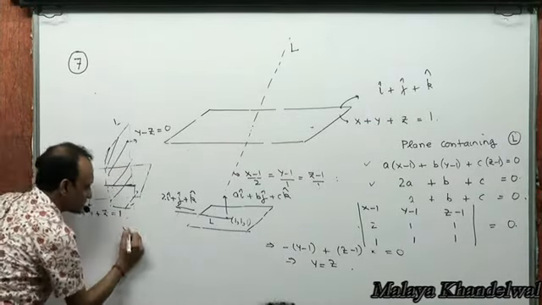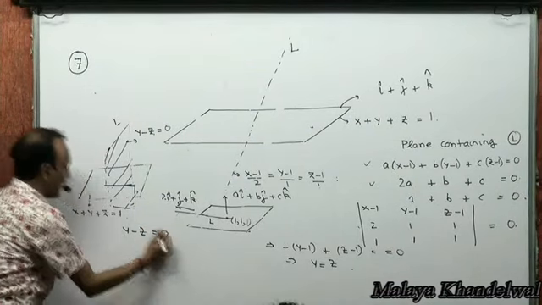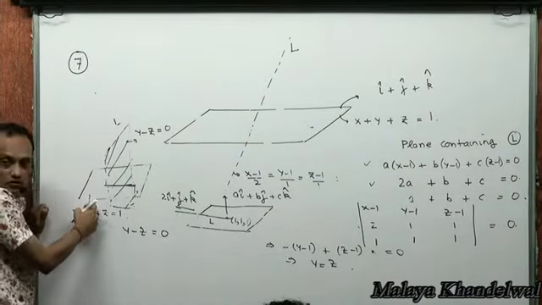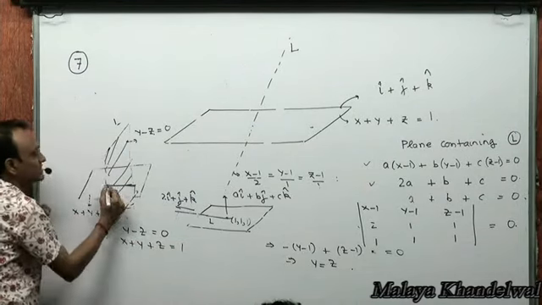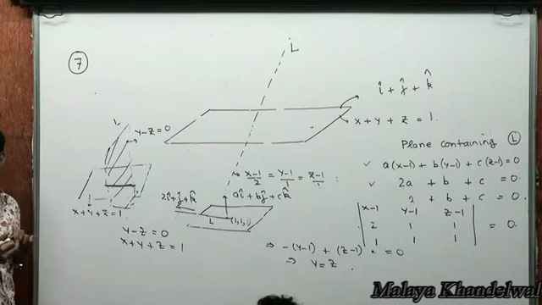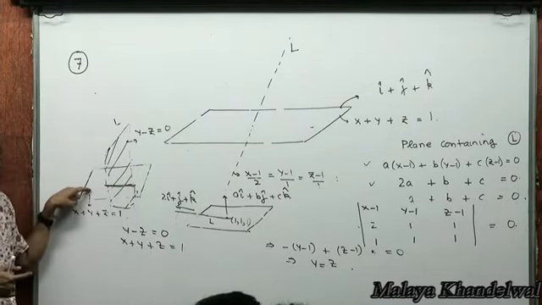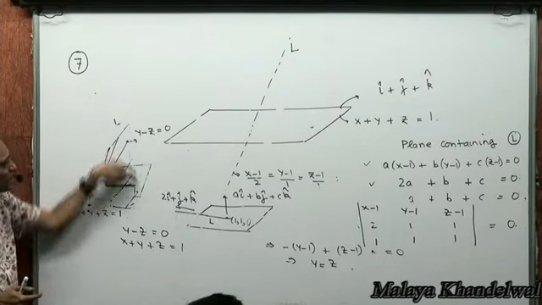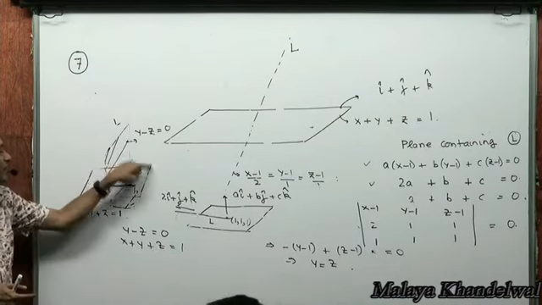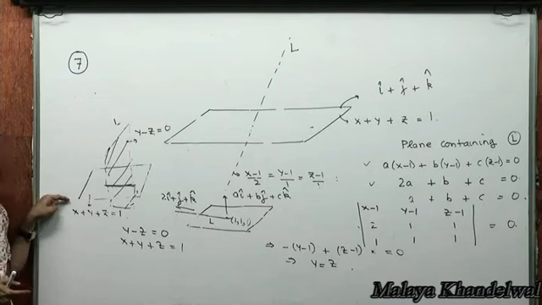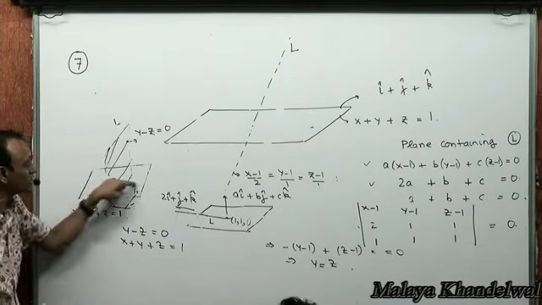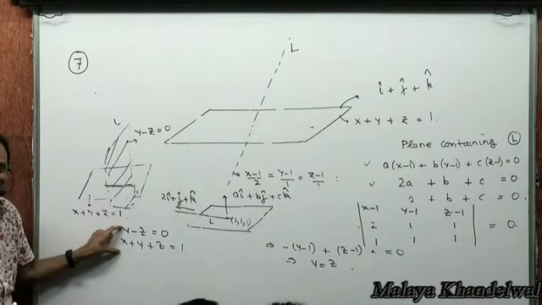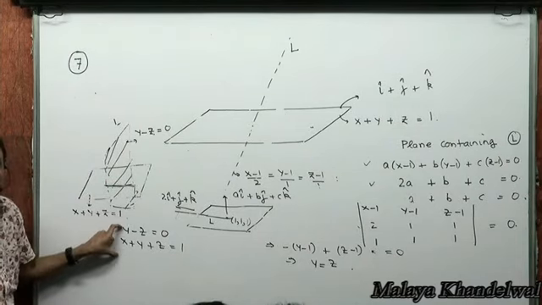This plane y minus z equal to 0 and this plane x plus y plus z equal to 1, they will intersect along a line, which is this line. Which is this line? This is the line whose equation we are seeking. And what is this line? Intersection of y minus z equal to 0 and x plus y plus z equal to 1. That's this, right? So the asymmetric equation of this line is this. The asymmetric equation of this line is this.